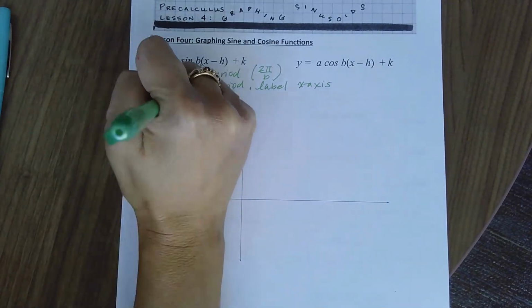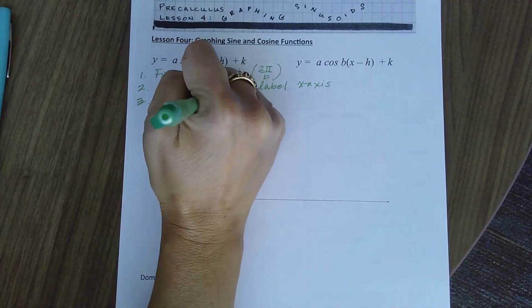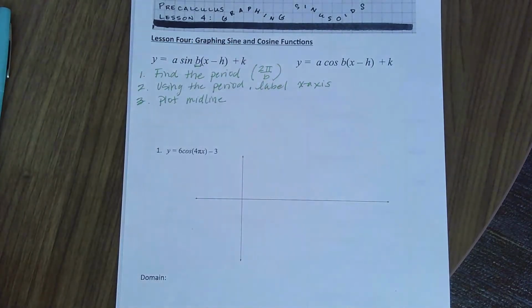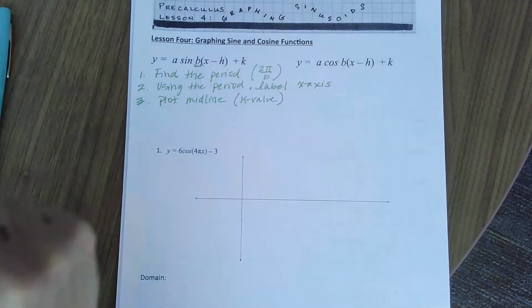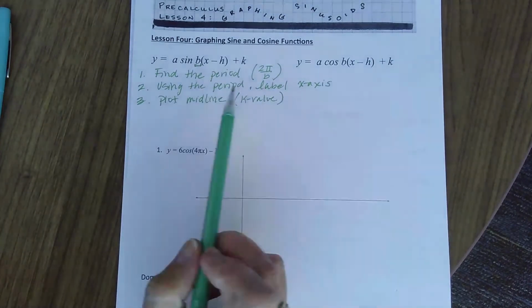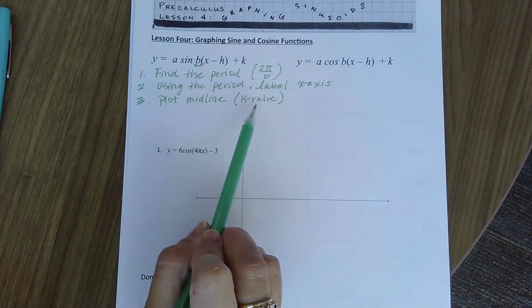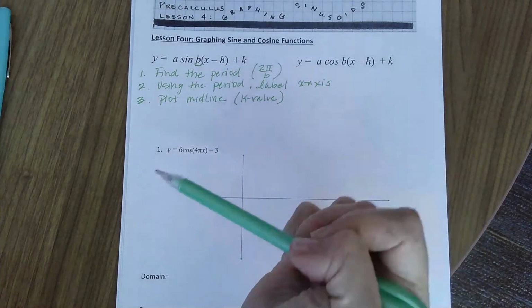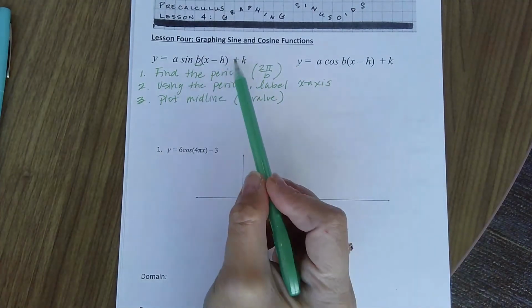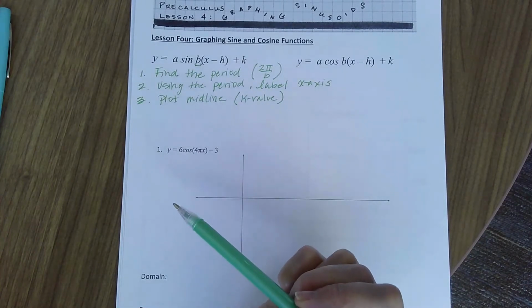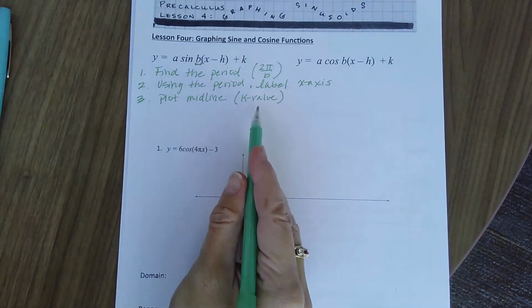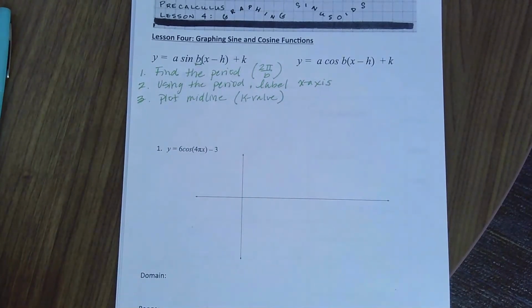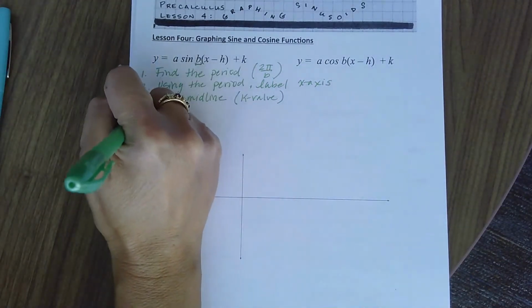Next, we want to plot the midline. Remember, the midline is not an actual part of the graph, but it helps us because it talks about the vertical shift, so up or down. The midline is going to tell us our k value. If this were +3, that means the whole graph is shifted up 3. If it was -2, it'd be shifted down 2. It's symmetric around the midline, so there are equal parts up as there are down. If we know the k value, we know the midline of the function.